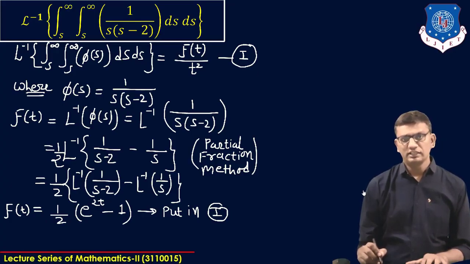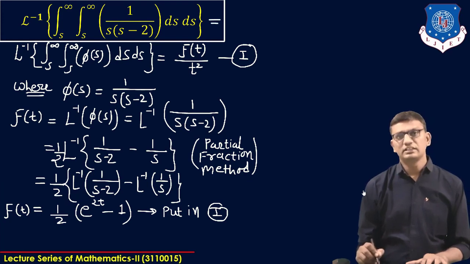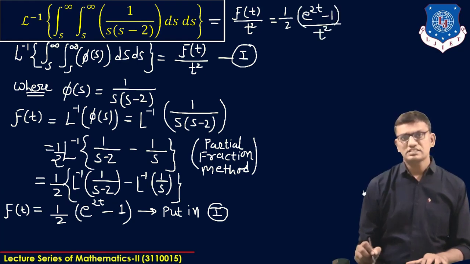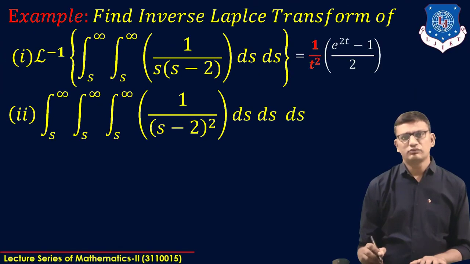Now after applying the f(t)/t² in our result number 1, we directly get the answer as f(t)/t², where f(t) is (1/2)e^(2t) − 1/2. So (1/2)(e^(2t) − 1)/t² is our final answer. So our final answer is 1/t² times (e^(2t) − 1)/2.